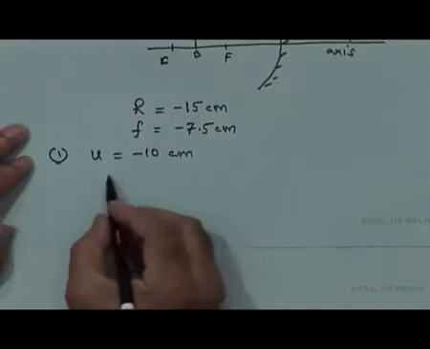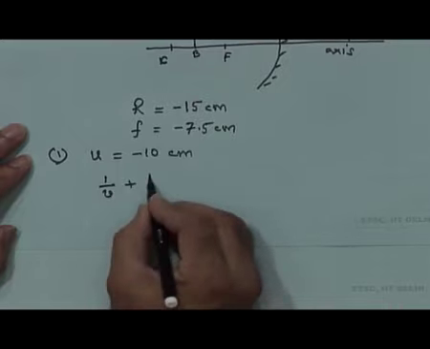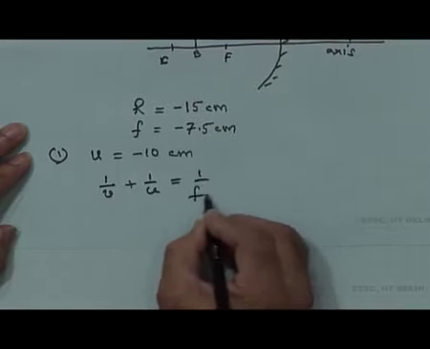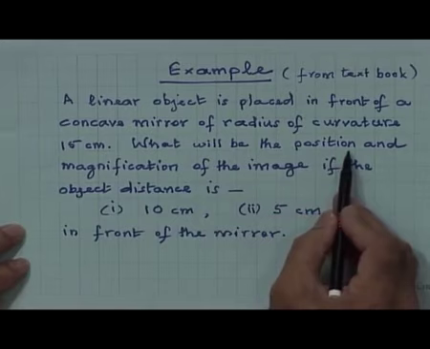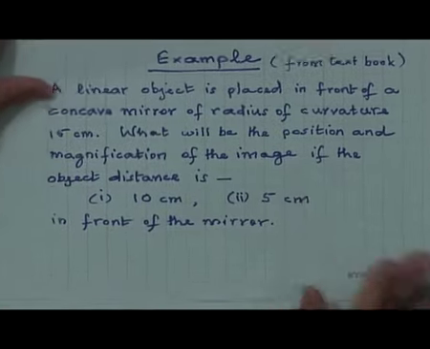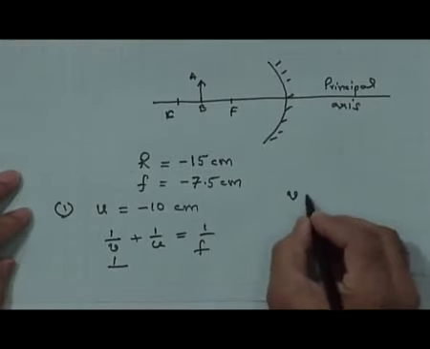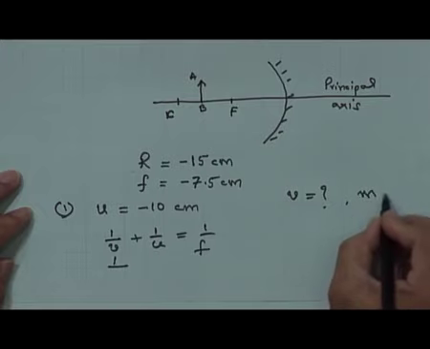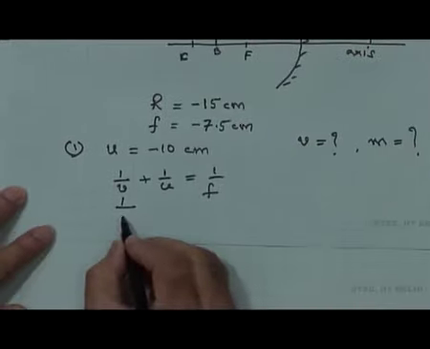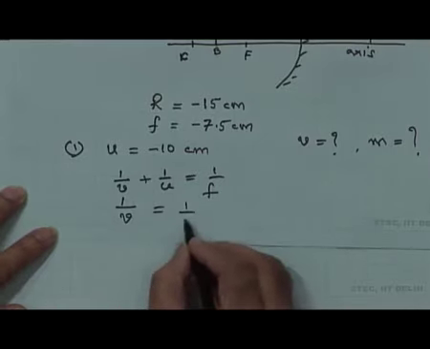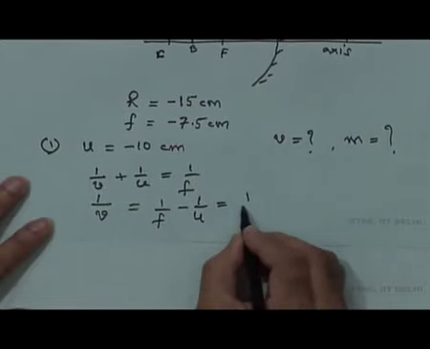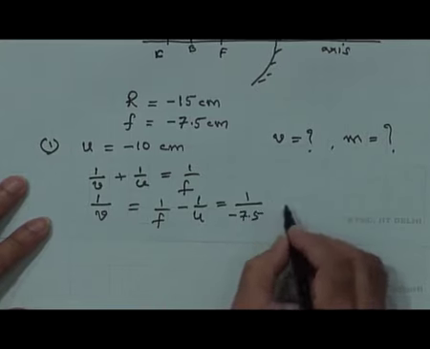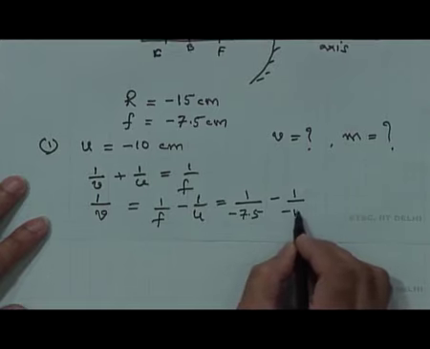So, use the mirror equation 1 by v plus 1 by u is equal to 1 by f. We do not know v. We are supposed to find the position and magnification of the image, so what we need to find is v equal to how much and m equal to how much. So, 1 over v is equal to 1 over f, taking this to the other side, 1 over f minus 1 over u, which is equal to 1 divided by minus 7.5 minus 1 divided by minus 10.